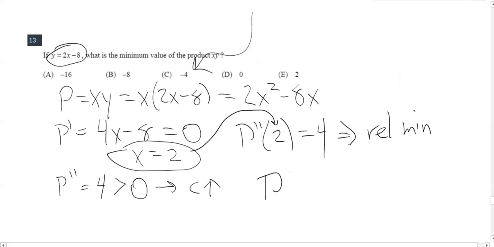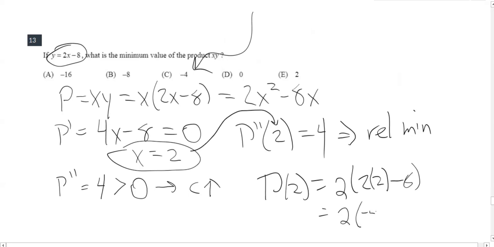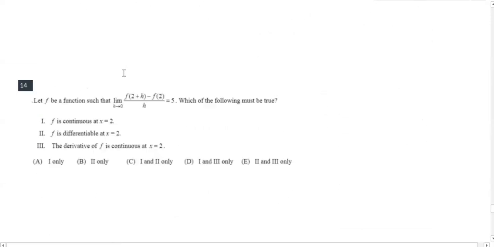So P of 2 is going to be 2 times (2 times 2 minus 8), which is going to be 2 times negative 4, which is negative 8. And we have negative 8, which is choice B for this one. All right, just two more, then we'll wrap it up here.